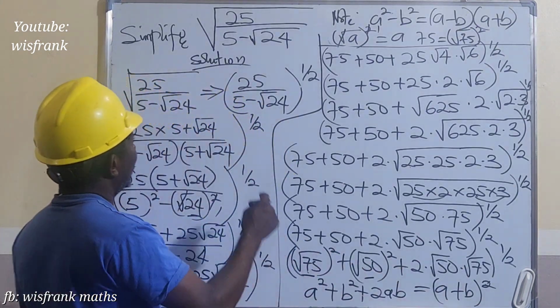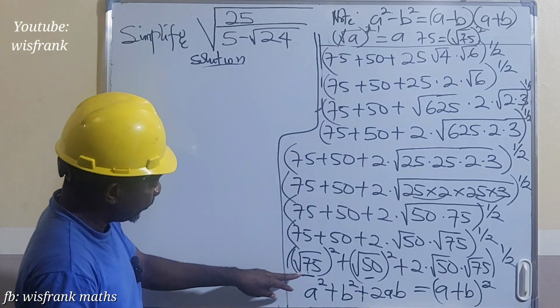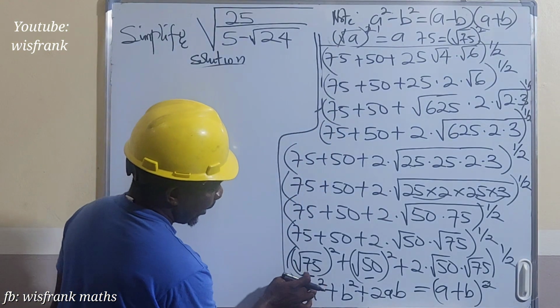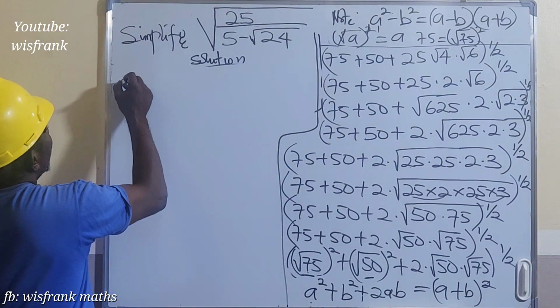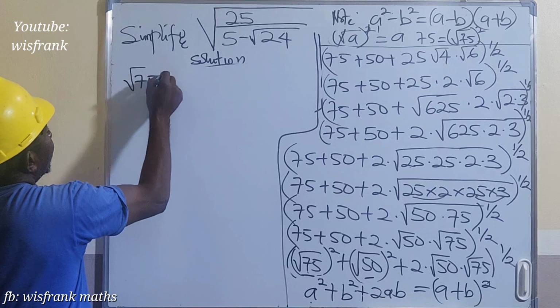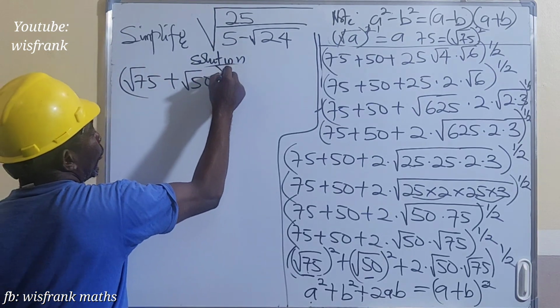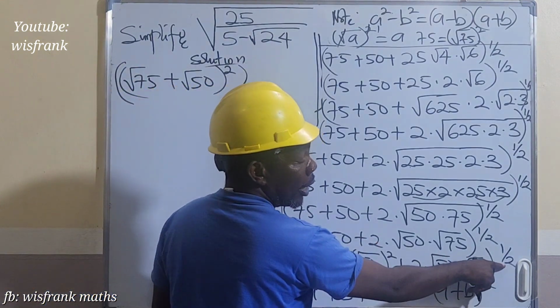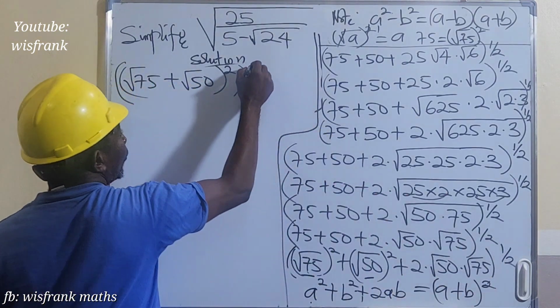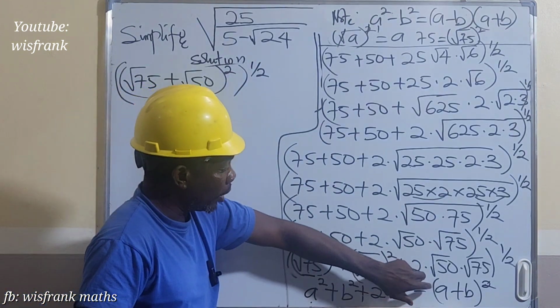So let's move over to this other side. So we clean this. As we said, we have this. And so we are going to express the whole of this as this. So this will become square root of 75 plus square root of 50 all to the power of 2. Because we have raised to the power of 1 over 2, we have 1 over 2. Or we can further break this one down.